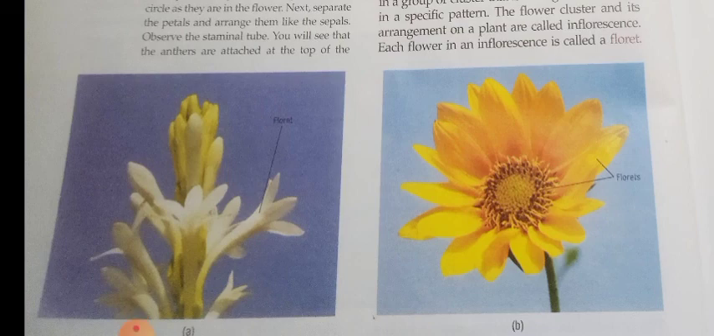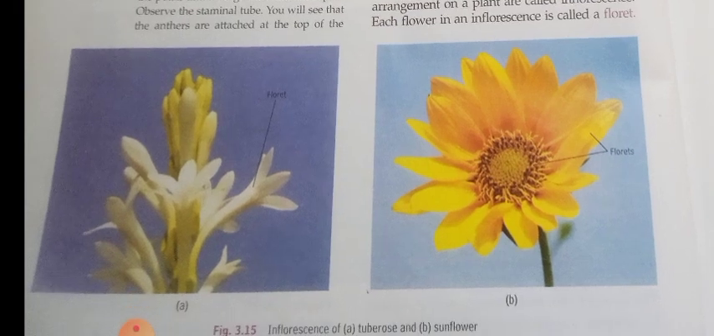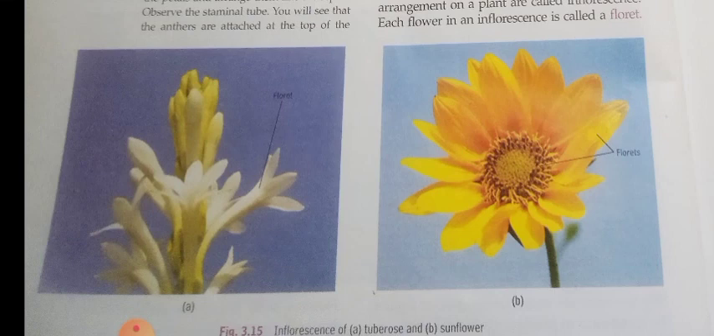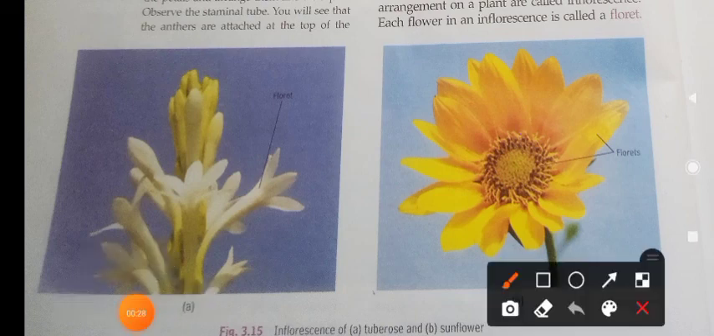Inflorescence is nothing but flowers growing in clusters, arranged on the stem in a specific pattern. For example, in sunflower and tuberose, the flowers grow in a particular pattern, and they are growing in clusters. Actually, these are all flowers. All the flowers grow in a particular pattern, in clusters.